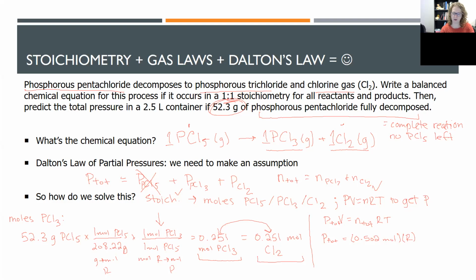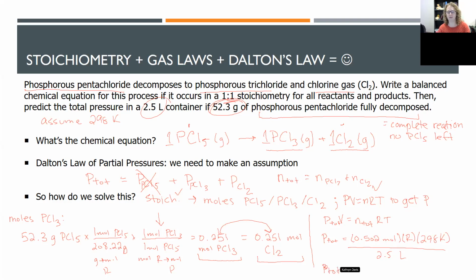I don't see a container temperature. So we're going to assume, right? If I'm not told, assume 298. That's a pretty standard assumption. So we're going to use 298 Kelvin because nobody told us, we assume. And then the volume was given, 2.5 liters. So now we just solve.